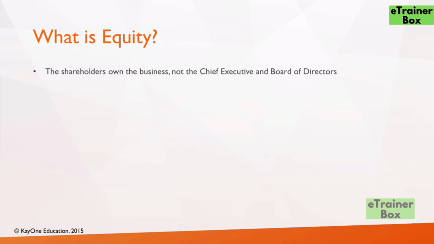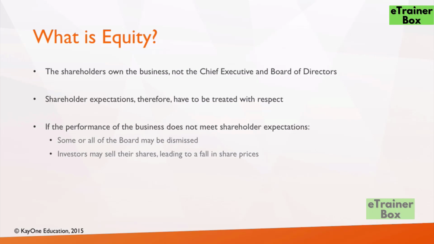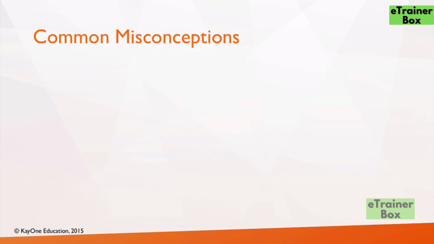So the shareholders own the business and not the CEO or the board of directors. Shareholders' expectations therefore have to be treated with utmost respect. If the performance of the business does not meet the shareholders' expectations, the board may be dismissed, and investors may sell their shares, leading to a fall in share prices.